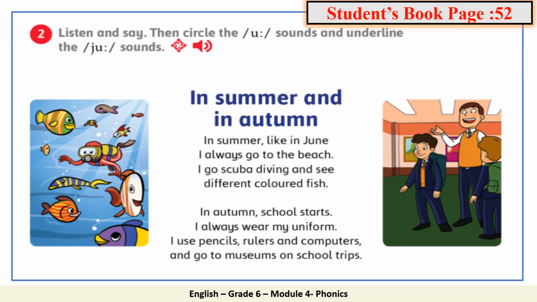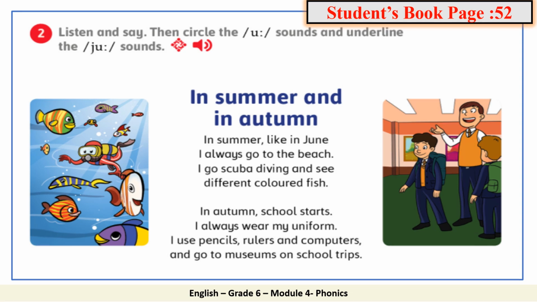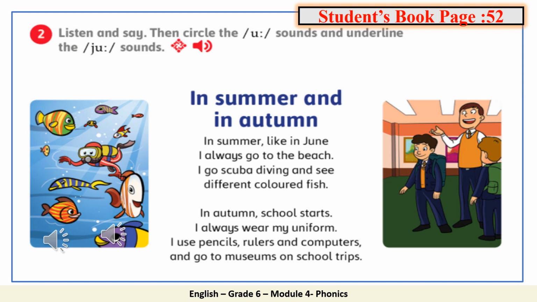Let's move to exercise number 2 on the same page. We're going to listen and say. Then circle the oo sound and underline the u sound. All right, let's go. 2. Listen and say. Then circle the oo sounds and underline the u sounds.